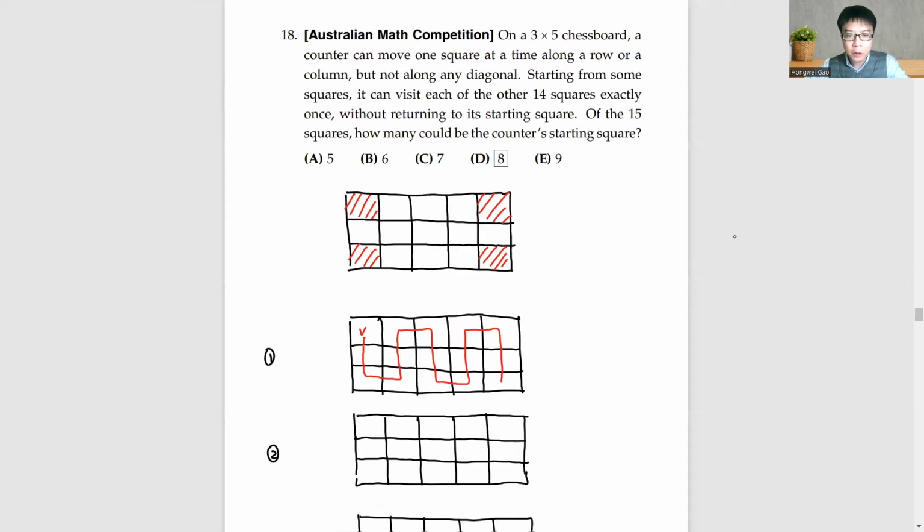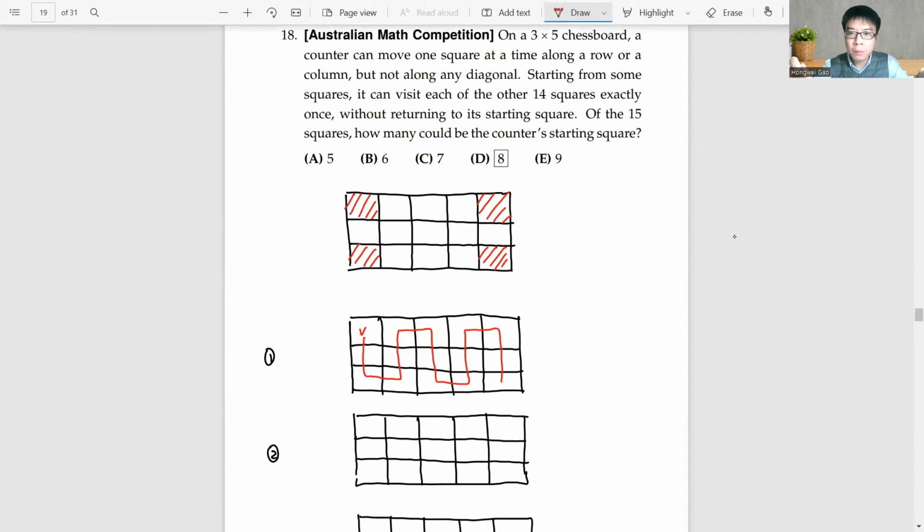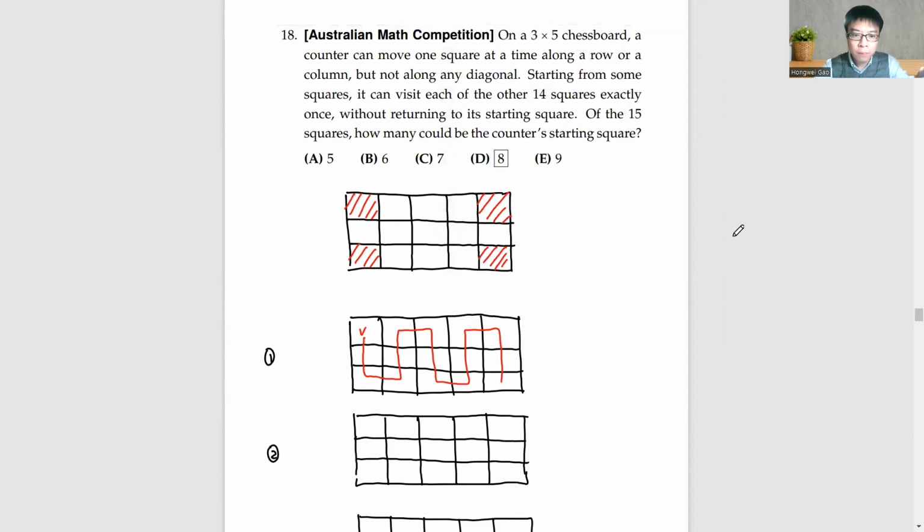Now let's check other squares. For example, if we start from a square next to the corner, it will not work. For example, it goes this way. Okay, but we missed one corner square, so it doesn't work. You can try other approaches, but it doesn't work.